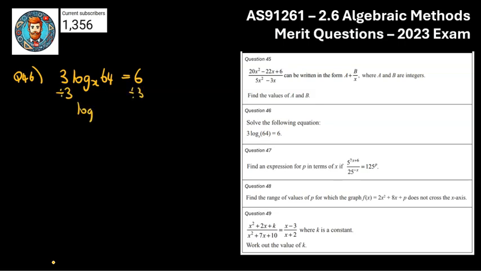So we've got log x 64 is going to be equal to 2. I can now rearrange this so that x moves over here and pushes the 2 up. So it's going to be 64 is equal to x squared. We're then going to move the square over to the other side. So the square root of 64 is equal to x.